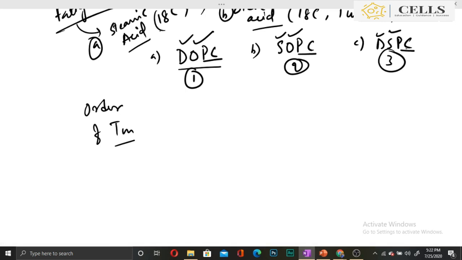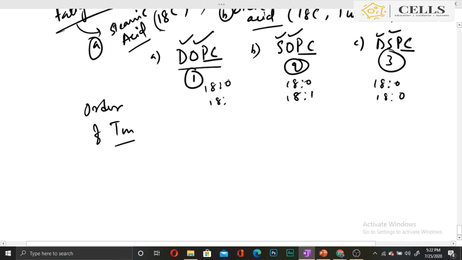Okay, so there are 2 kinds of answers. There is 1 3 2 and there is 3 2 1. So let me clear that out. See this very carefully. First of all, in the case of distearoyl we have 18:0, 18:0. Here we have 18:0, 18:1, and here we have 18:1, 18:1.